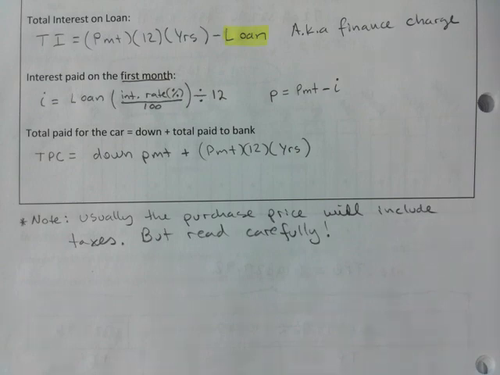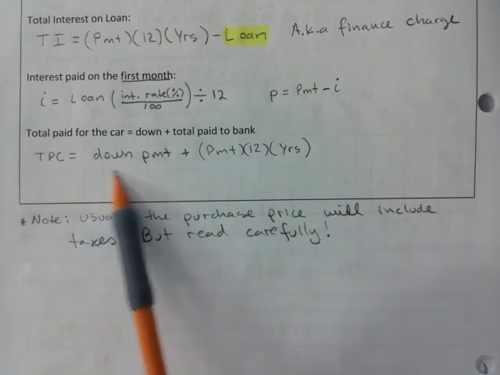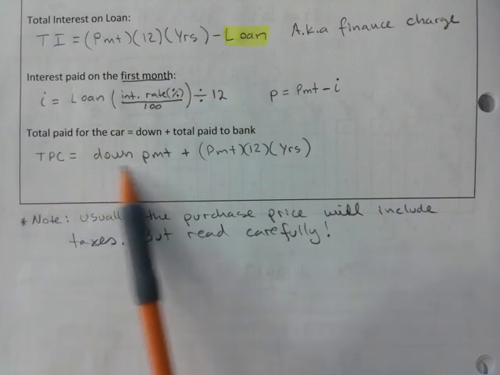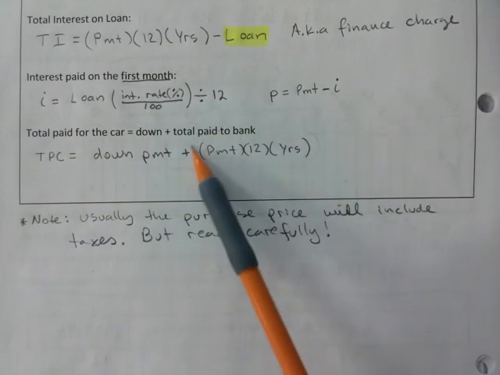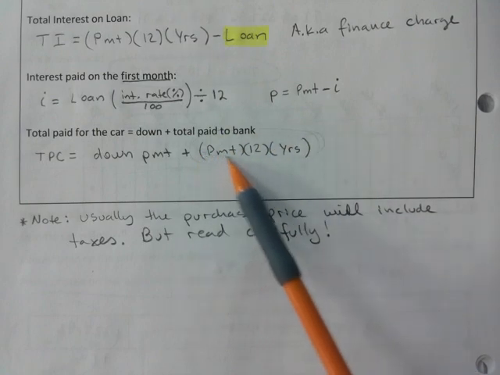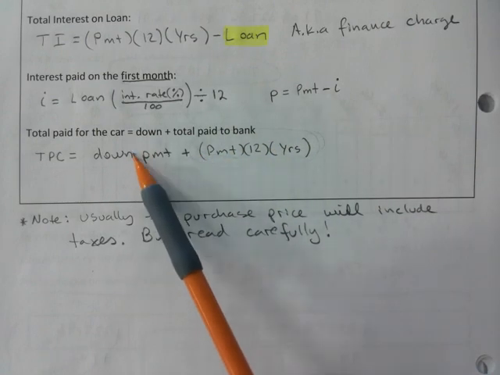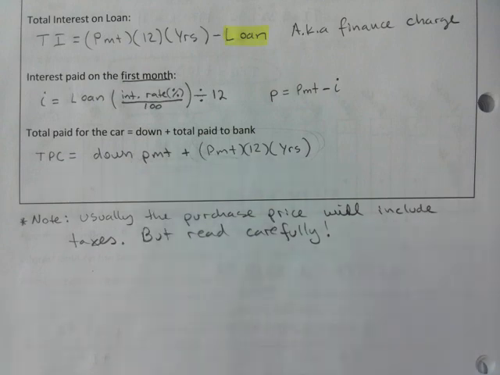Okay. I need you to understand this formula: total paid for the car. Would this make sense to you, right? At the end of the day, you paid the bank a bunch of money with payments, but you also put the down payment down, right? So technically you need to consider the down payment when you're figuring out total paid for the car.